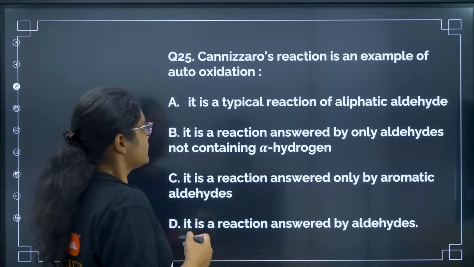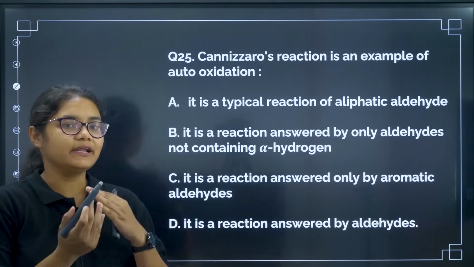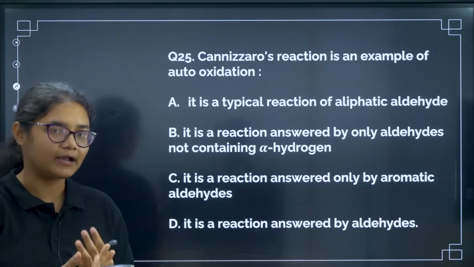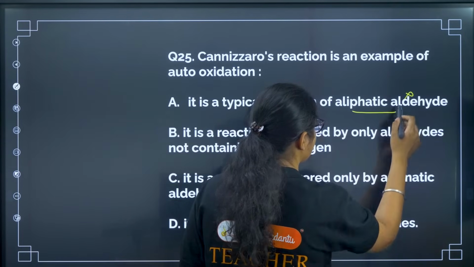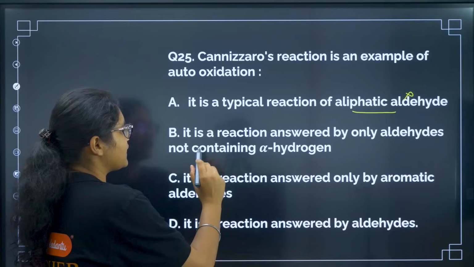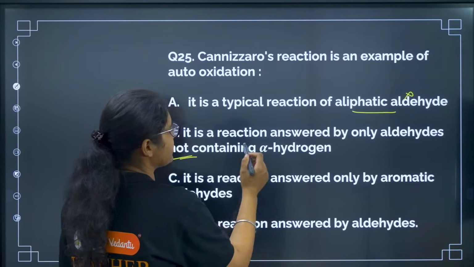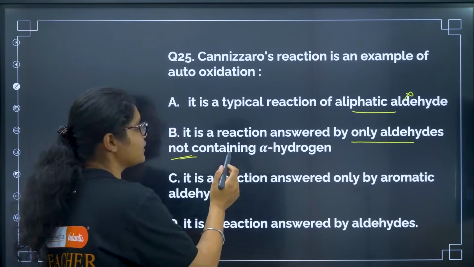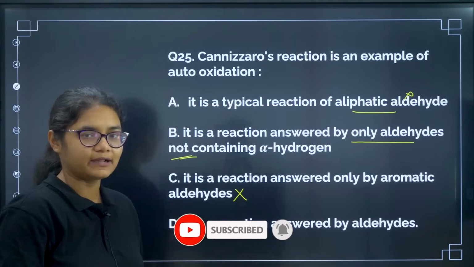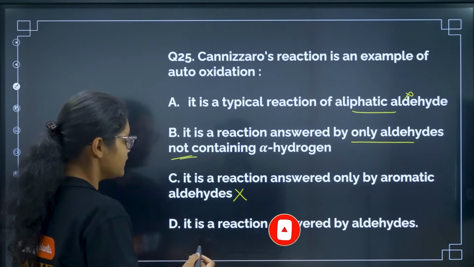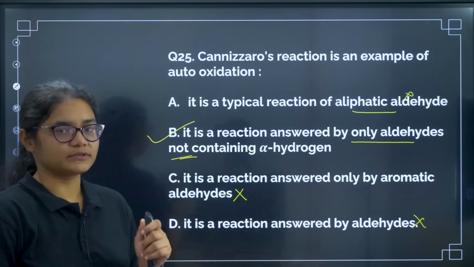Okay, next. Cannizzaro reaction is an example of auto-oxidation. So what is the condition in Cannizzaro reaction? It should not have any alpha hydrogen, right? The aldehydes should not have any alpha hydrogen. So it is not a typical reaction of aliphatic aldehydes. It is a reaction answered by only aldehydes not containing alpha hydrogen. Yes, this is correct. It is a reaction answered only by aromatic aldehydes? No, nothing like that. Formaldehyde can also give you Cannizzaro reaction. It is a reaction answered by aldehydes, right? So the most appropriate answer for this question is option number B.